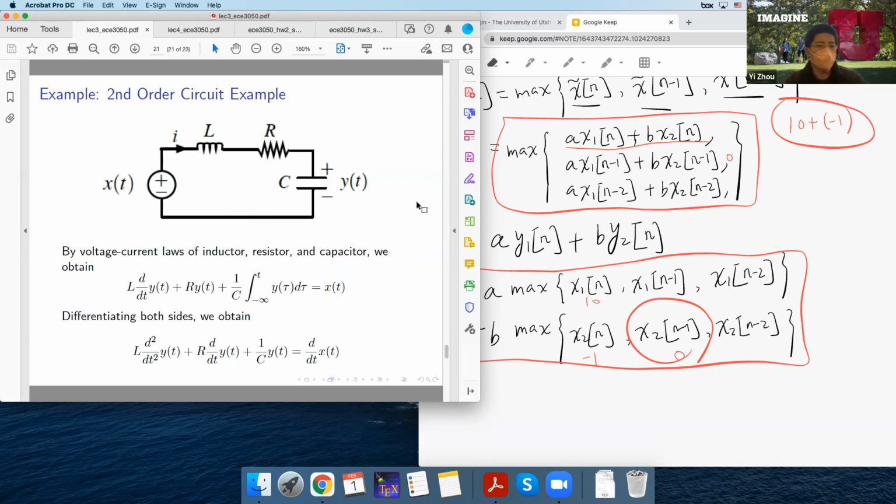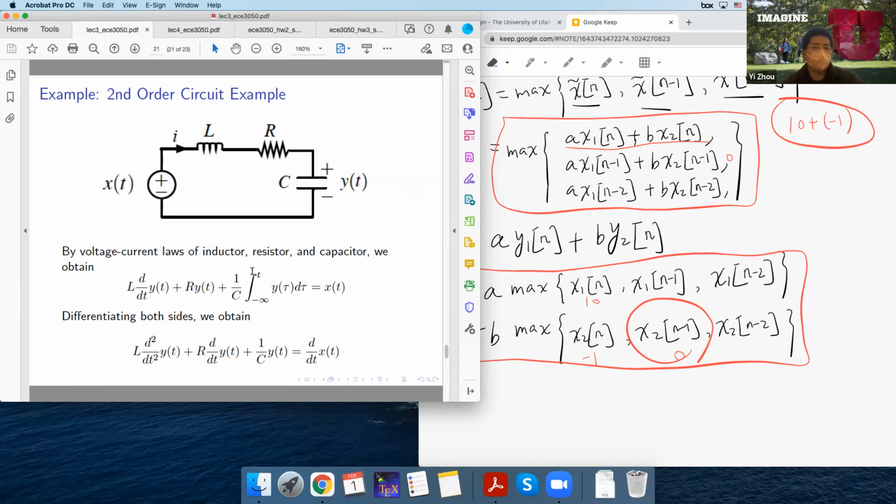Not easy to solve in general. So a very simple way is to take derivatives on both sides with regard to t. So the first term, by taking one more derivative, we have a second order derivative here, and this one becomes a first order derivative.